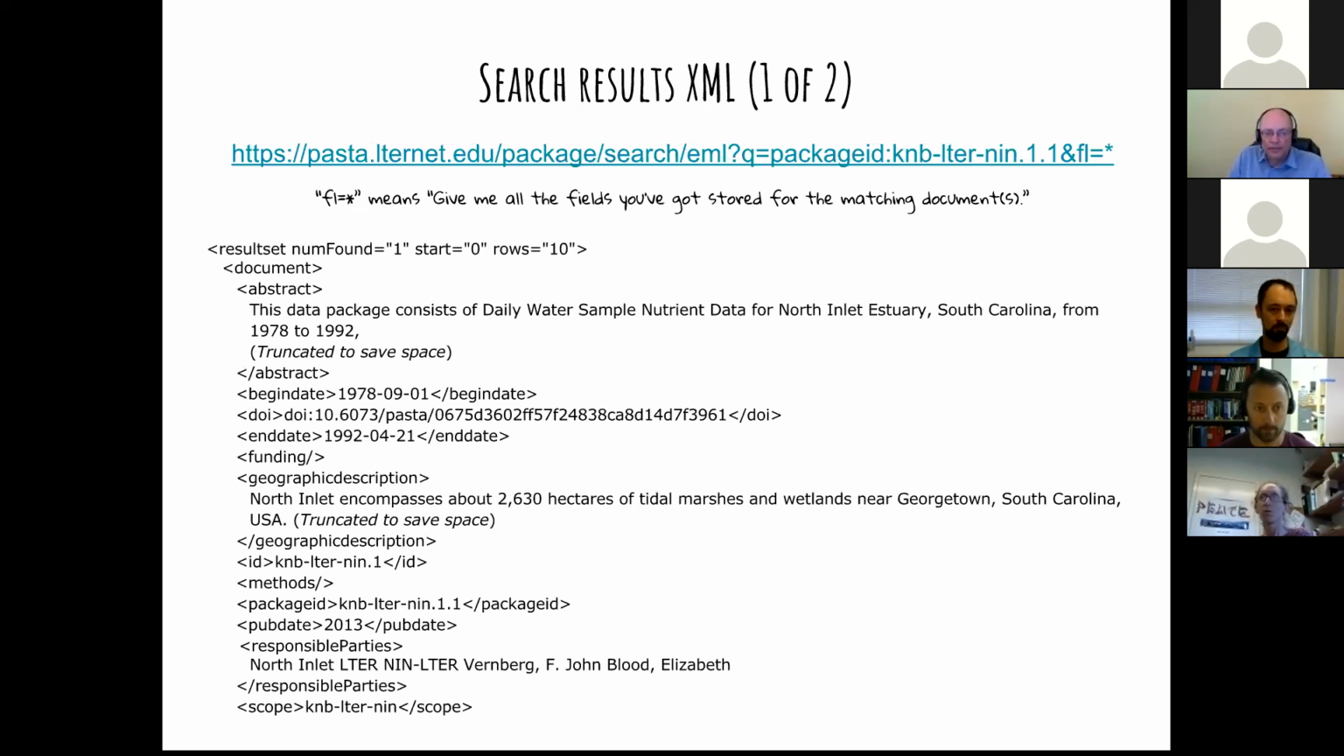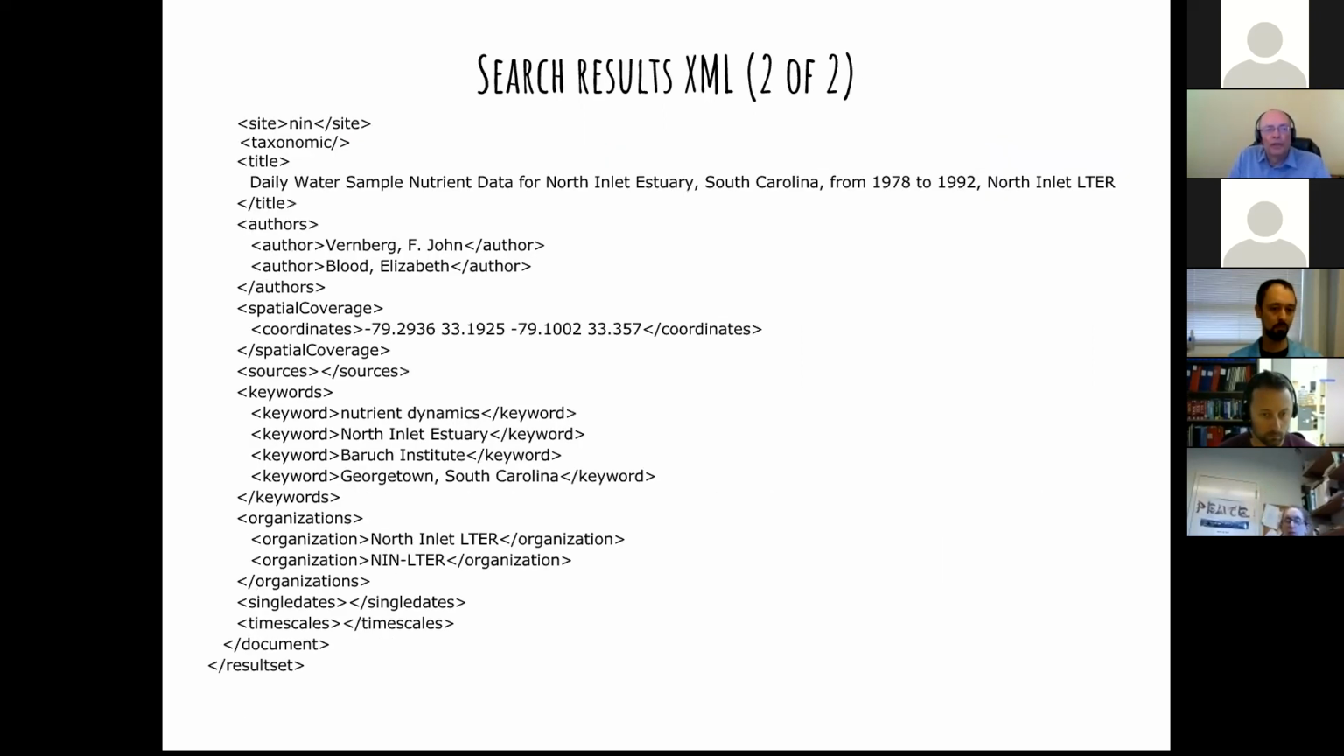Within the result set element, there is a single document element, and within that document element are all of the individual fields that PASTA has indexed in Solr for this document. I think most of them are self-explanatory, DOI, abstract, for example, but note that we have some temporal coverage fields, begin date, end date, and also the publication date as pub date. Continuing on, we also see spatial coverage containing one or more bounding box coordinates. We see individual keyword elements wrapped by an outer keywords element.